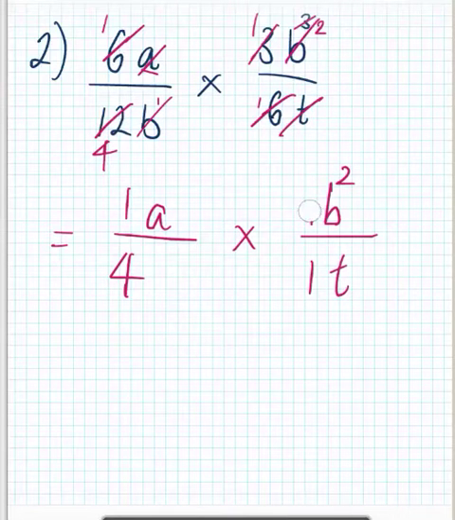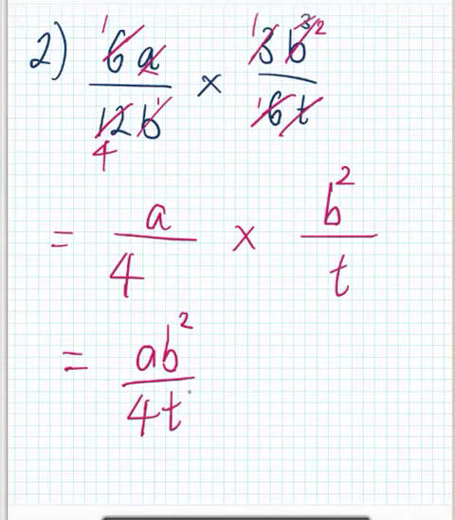And I can rub off all these 1s now because they can be invisible since we have numbers and variables up there as well. And now we will multiply it out. A times B squared is just AB squared. They're different bases, different variables, so we don't add their powers. And 4 times T is just 4T. And guess what? That's it. There is nothing else we can do.